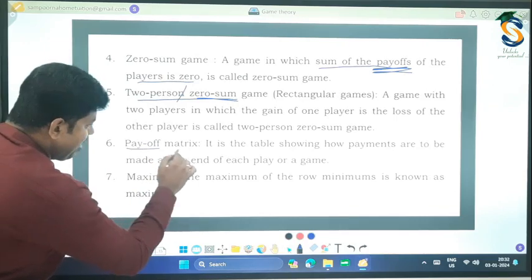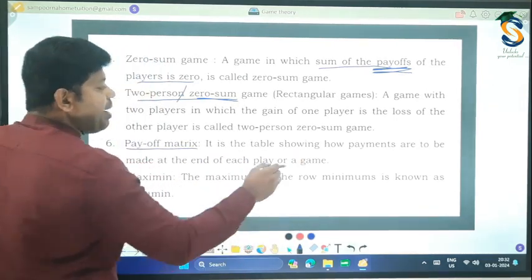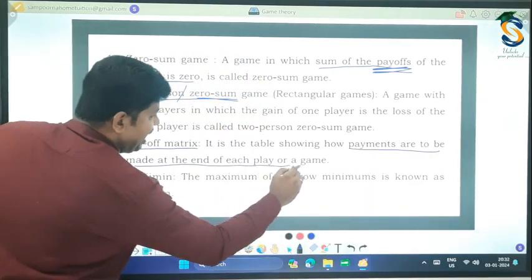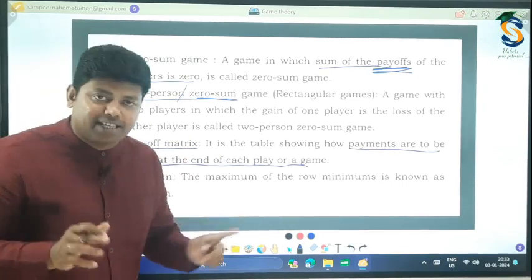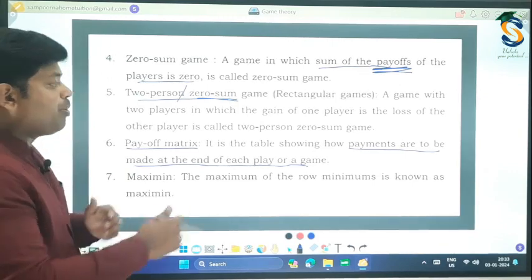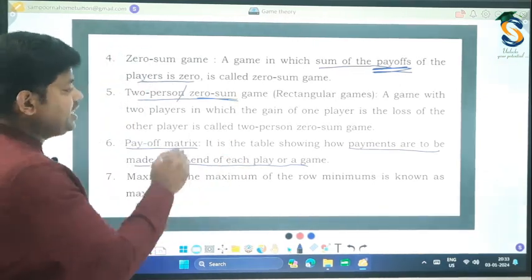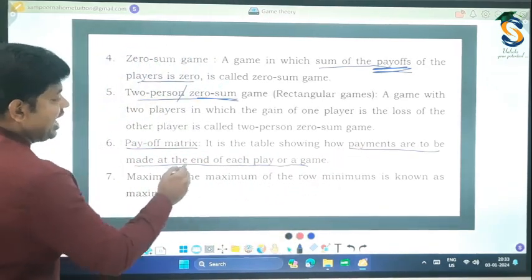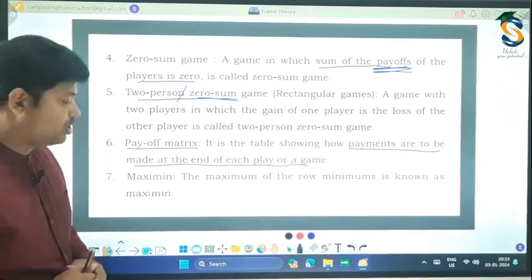Now, what do you mean by payoff matrix? It is a table showing how payments are to be made at the end of each play or game. It's sometimes a square matrix, sometimes a rectangular matrix. Depending upon the strategies of both players, it gives the payments to be made at the end of each game. That is called the payoff matrix.